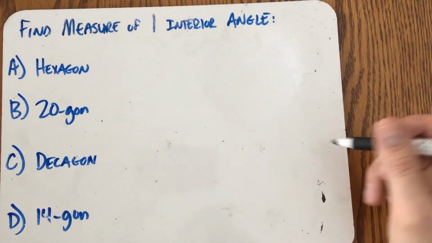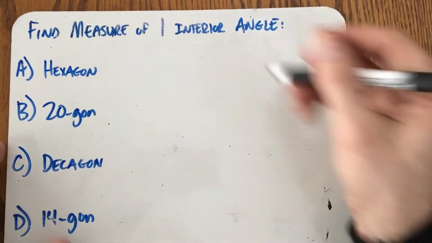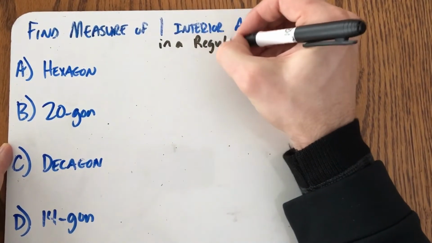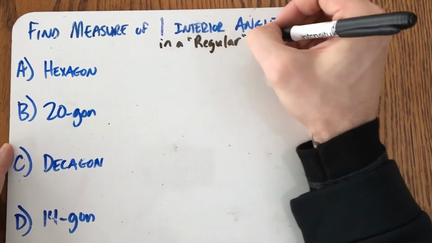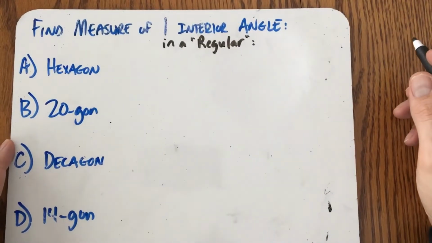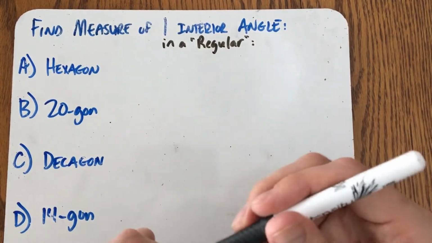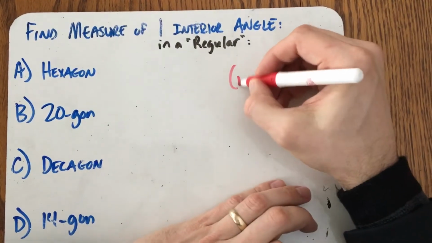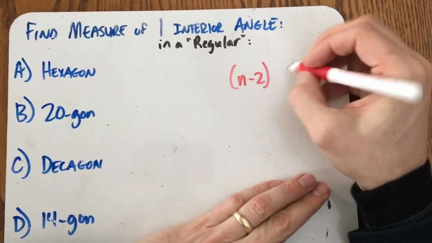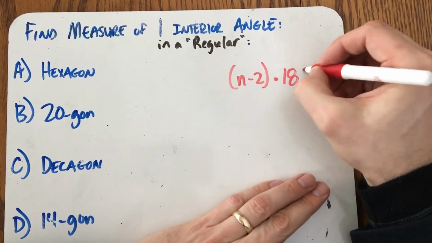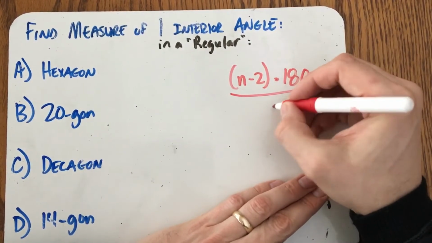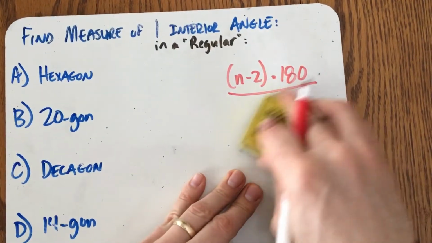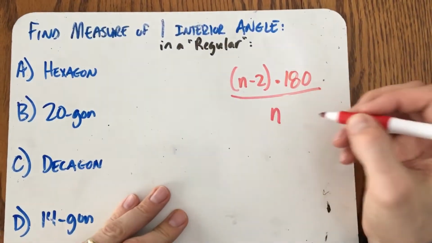So, for example, find the measure of one interior angle in a regular shape. In this case, a regular hexagon, right? Think about what a hexagon has for the number of sides. If you need to go back and look at my little chart from earlier, a hexagon has 6 sides. Let me fix that. I put a 2. It should have been an N.